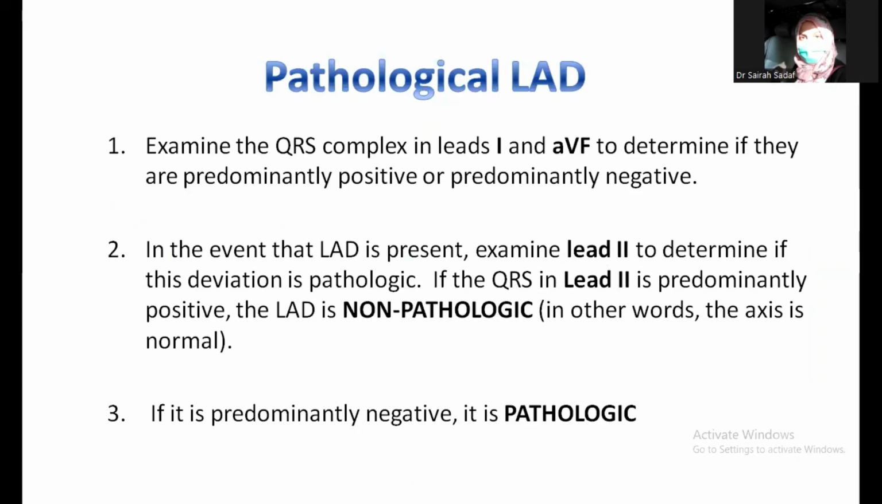When you come across left axis deviation in the ECG, you have to make sure whether it's pathological or a normal, non-pathological finding. How will you do that? You have to look at the QRS complex in lead 2 to make sure. If in lead 2 the QRS complex again is negative, it means it's pathological, so your finding is right. Let's say in lead 2 it's upward, it's positive. The QRS complex is positive in lead 2. It means your finding was not pathological. The left axis deviation was not pathological. It's easy. Understood? Let's go.